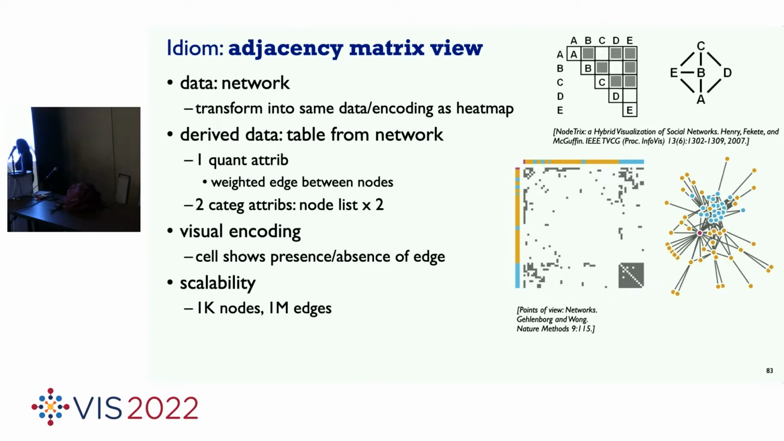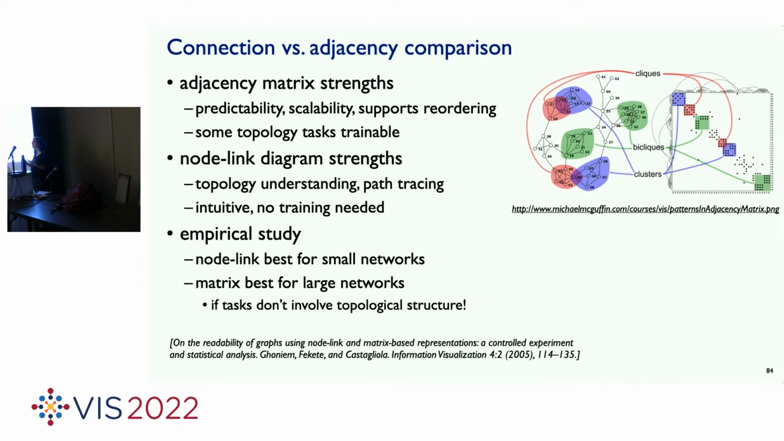Well, what are they not so good at? From a task point of view, path tracing is much, much harder in these views. These views are not well suited for path tracing compared to node link views. So you don't suffer from visual clutter, but path tracing is extremely difficult. So there's a trade-off. So there's strengths and weaknesses, right? These are 2 different visualization idioms.